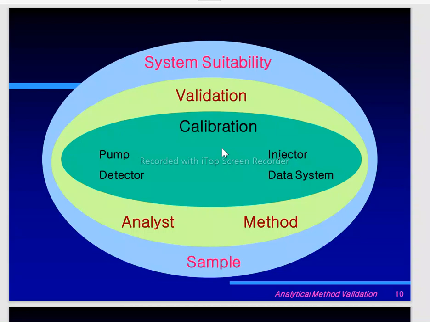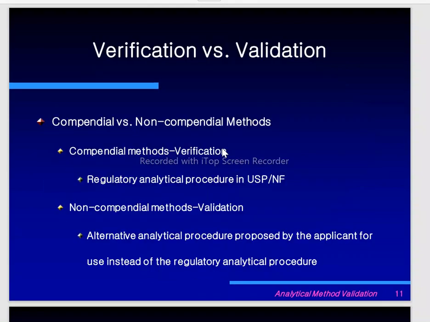So you have a sample, you have a method, and you have the analyst. If you have a method, you have to verify the system suitability criteria, and the analyst who performs the validation first verifies the calibration and the qualification status of the instrument before proceeding with the validation. After that you should perform the validation activity.